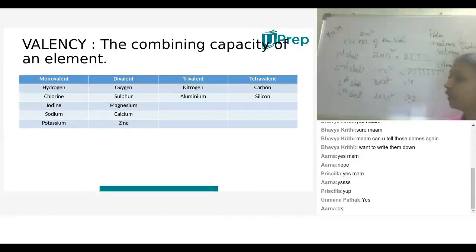According to the 2n square formula, the first shell, consider it as the first bench, can accommodate 2 children. Consider the second shell as the second bench, which can accommodate 8 children. Understood? Here, who are the children? Electrons. Electrons are nothing but children. How we arrange children in the classroom, in the same way we arrange electrons in different shells according to the vacant places.